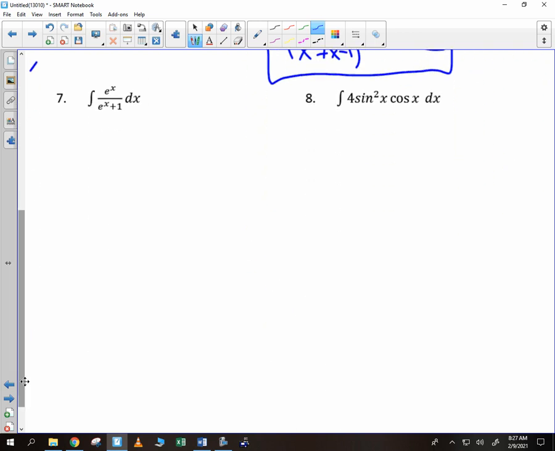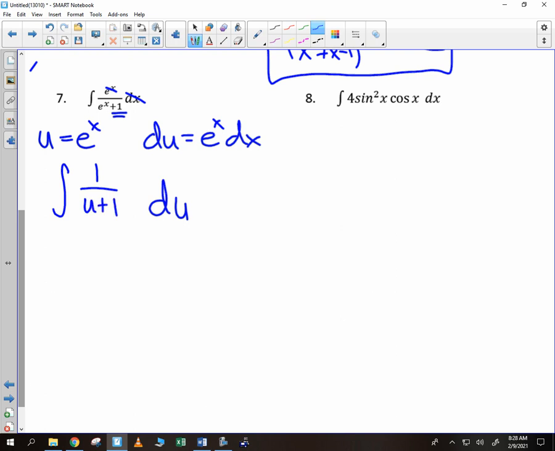Number 7 is a classic problem, and a lot of times people choose u to be e to the x. Well, then du is e to the x dx. That doesn't really take care of that 1 there. If you actually went through and did your substitution, that would be gone, I would replace that with du, and then I would have 1 over u plus 1. And that doesn't really work because we don't know that antiderivative.